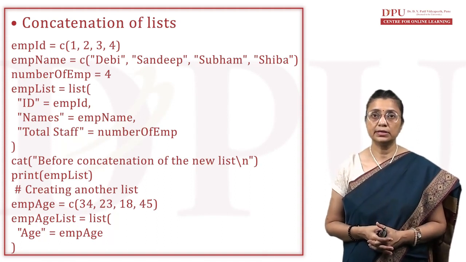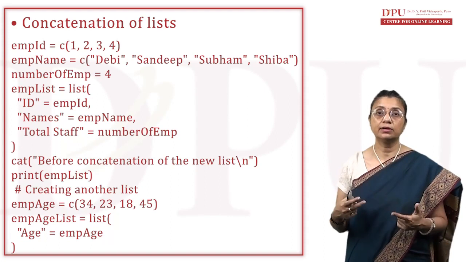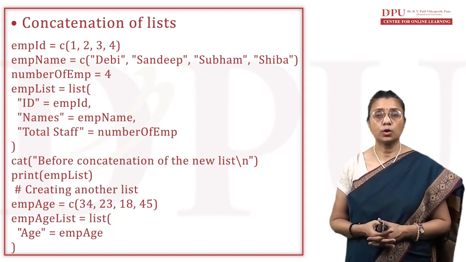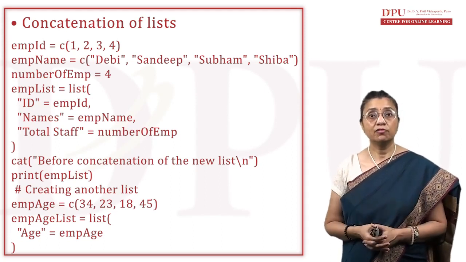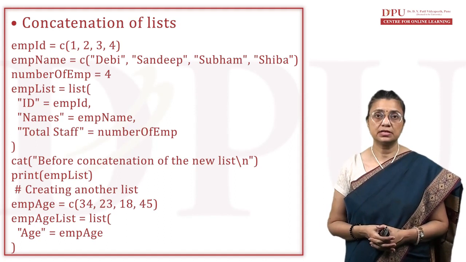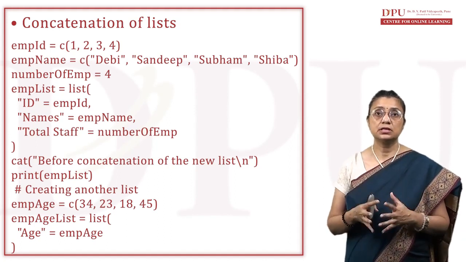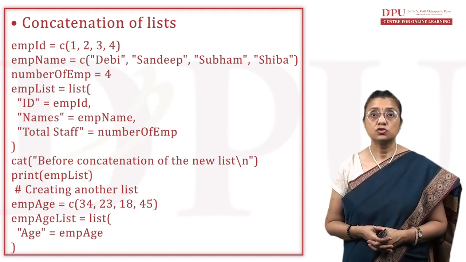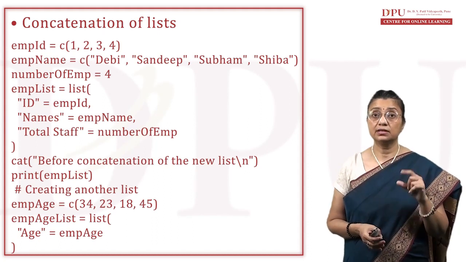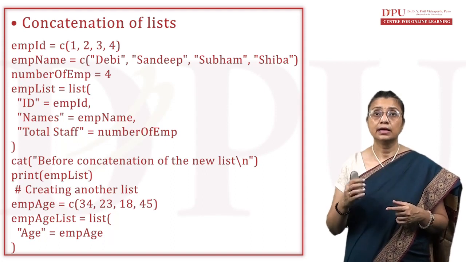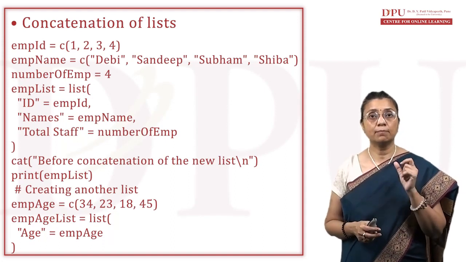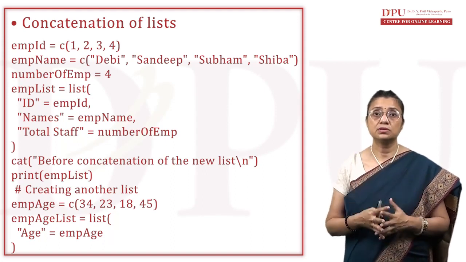So I print the employee list, and after that I create one more list. Now my new list is what? Employee age, which is 34, 23, 18 and 45. And then one more list where age is equal to employee age. So you can see that I have created another list, and there I have taken just one vector, employee age, and that is named age.